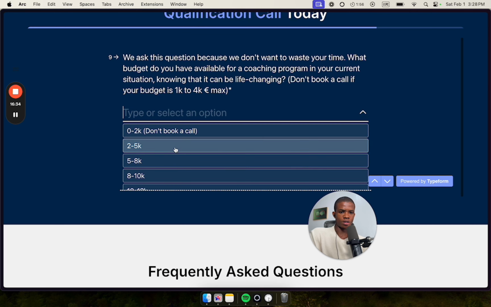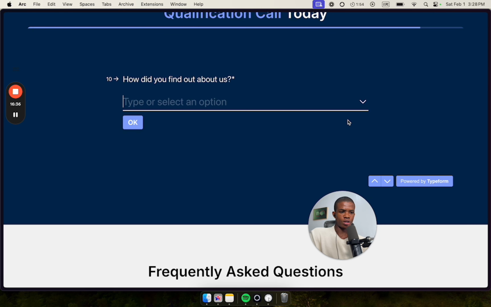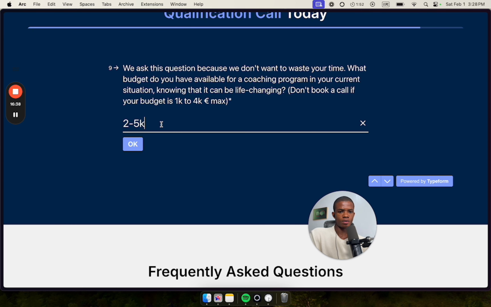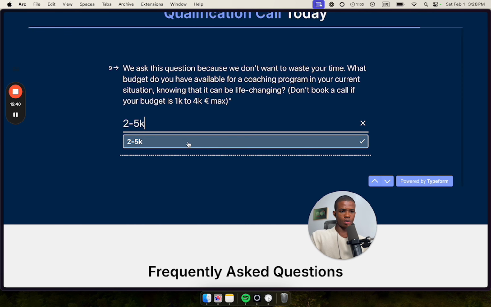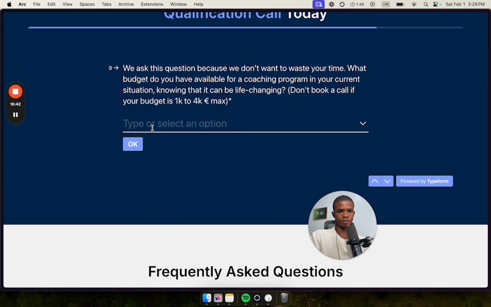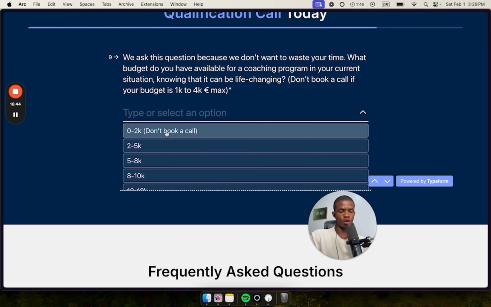And after this, select an option, let's say, and you can see here that they have 0.2K. Let's deselect this. See, 0.2K, don't book a call. Personally, don't even add 0.2K, don't book a call, because some people might select 2.5K and then want to go book a call and then waste the time, waste your sales team's time. You don't want that. So just 0.2K, remove don't book a call.